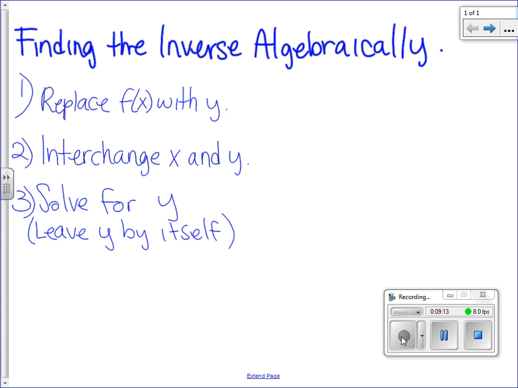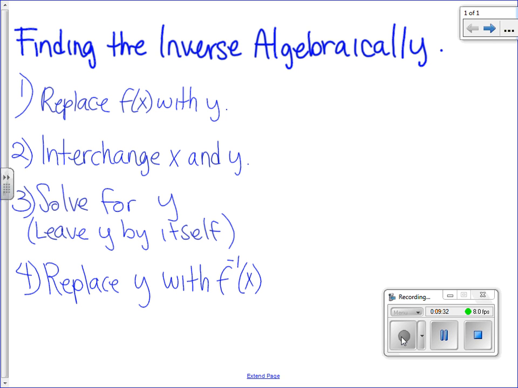Once we have accomplished that, we move to step number 4, and that will be to replace the variable y with the notation for function inverse, which will be f inverse of x. Sometimes our function might not say f of x equals something. Sometimes it might say g of x or h of x or any other letter. So once you use inverse notation, just make sure that it matches the letter that you started with.